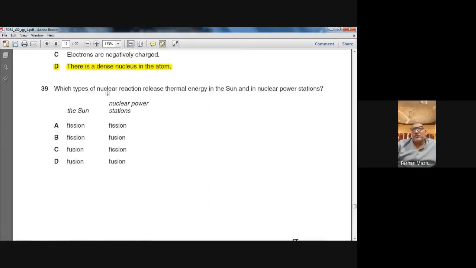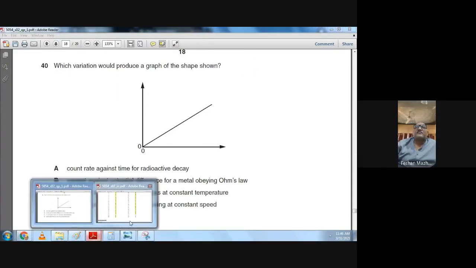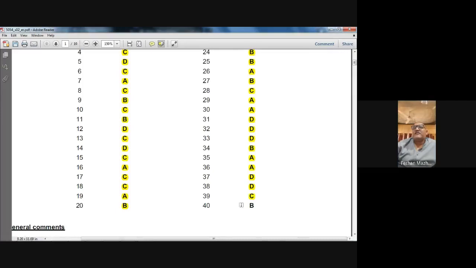Question 39. Which type of nuclear reaction releases thermal energy in the sun and in the nuclear power station? Fusion is happening in the sun and fission is happening in the power station. C is the right answer. Let me check. First of all, we just reached the last one, so C is the right choice.